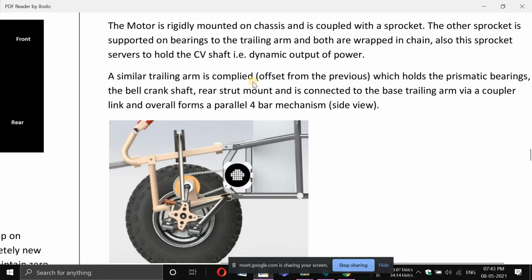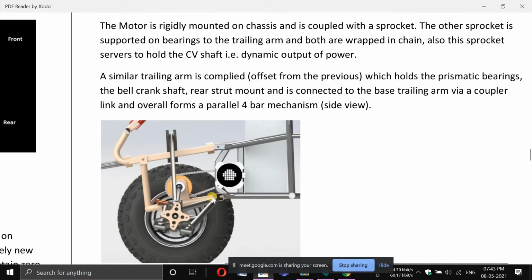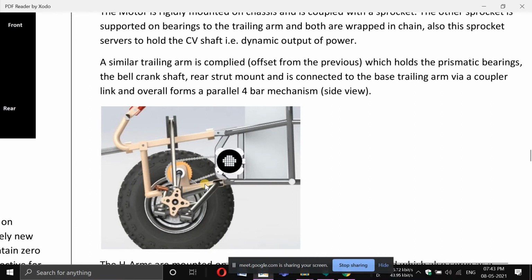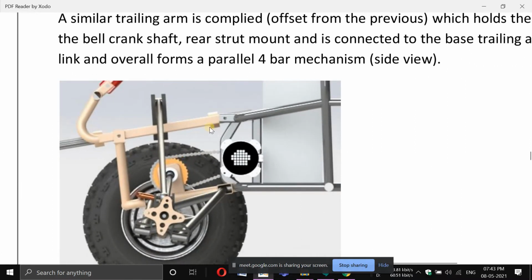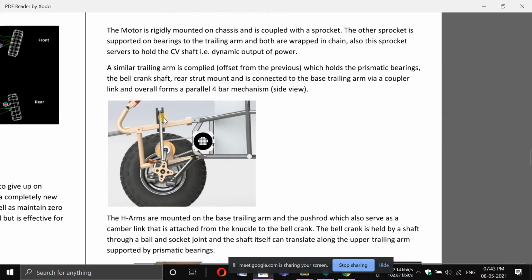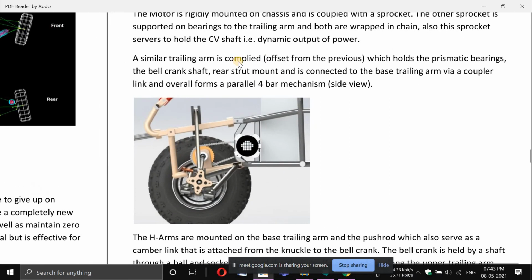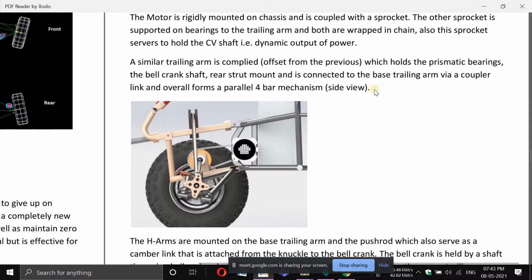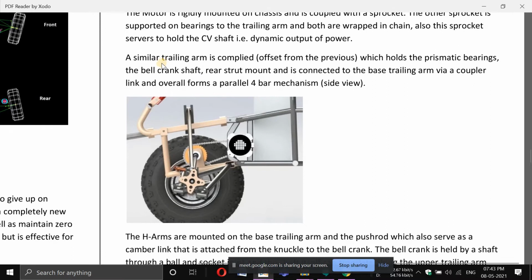Similar trailing arm is compliant, offset. The number of trailing arms here is two. This is the lower trailing arm and this is the upper trailing arm. The upper trailing arm supports the bell crank, and this bell crank has been rested on a prismatic shaft, which I will show you in the next slide.